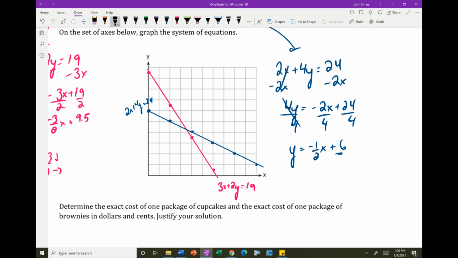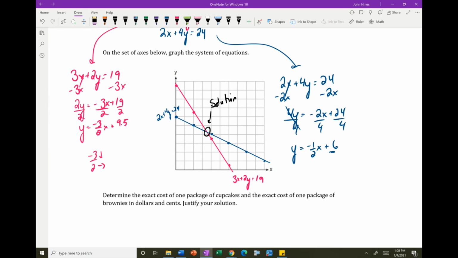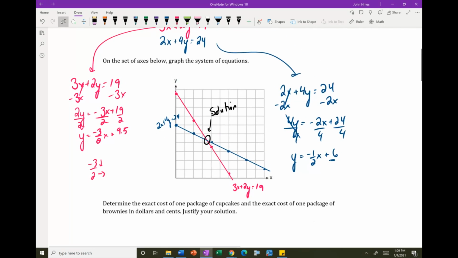So we did all that work to find out nothing. That is my solution. That right there, that point that I have no idea what that point actually is, is my solution to the system. So we did all that beautiful work to not find the answers. So we need to determine the exact cost of 1 package of cupcakes. So how do I find this?